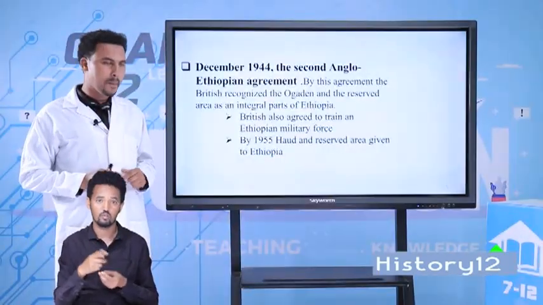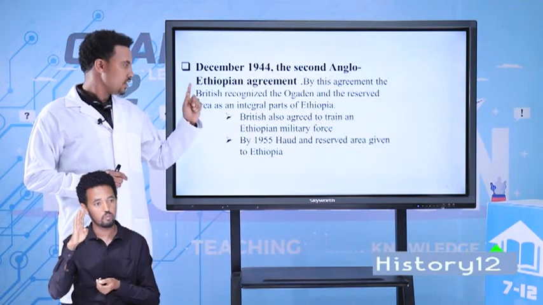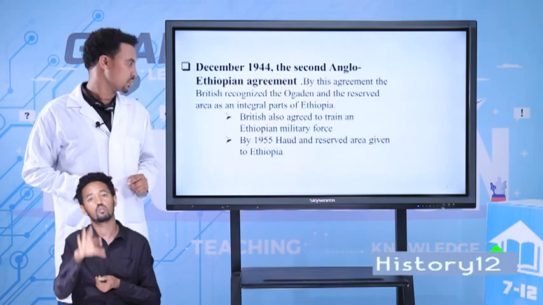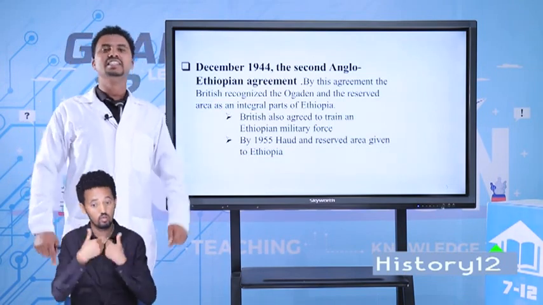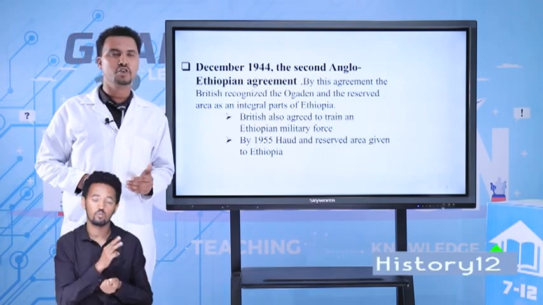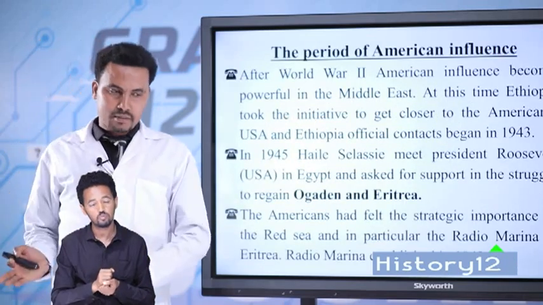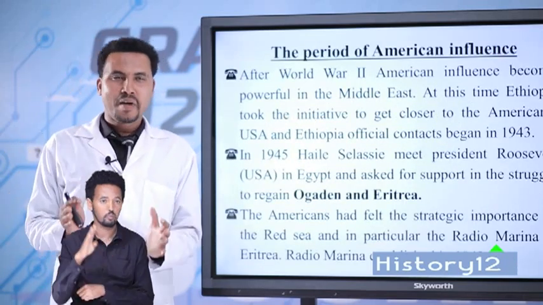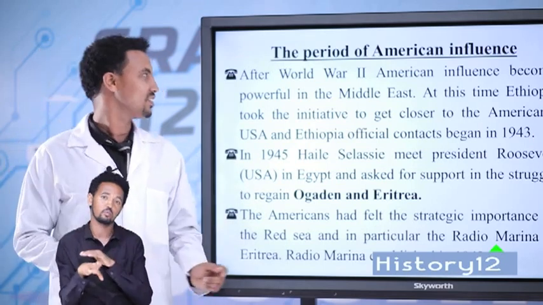an integral part of Ethiopia. The British also agreed to train the Ethiopian military force. By 1955, Haud and the reserved area were returned to Ethiopia. After the British, Ethiopia was under the domination of America.